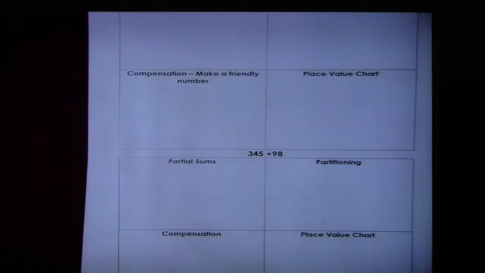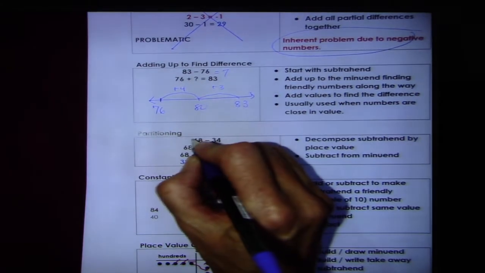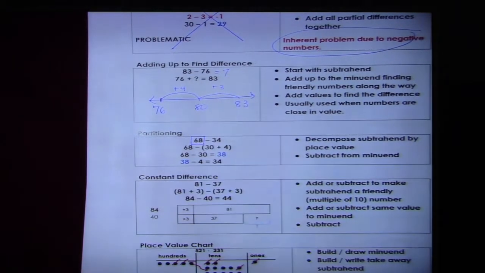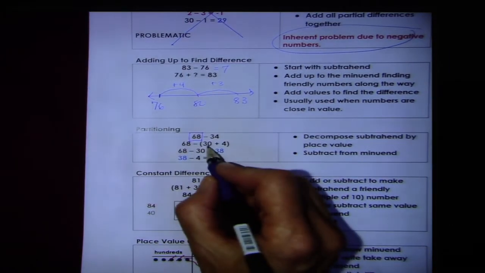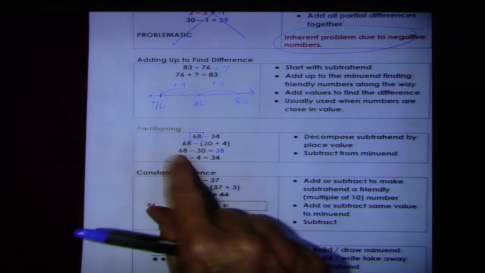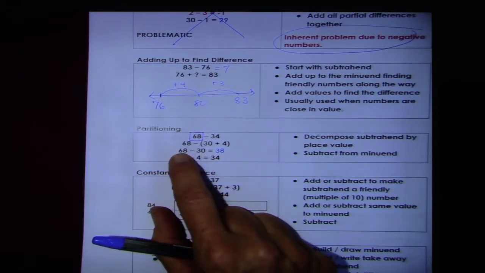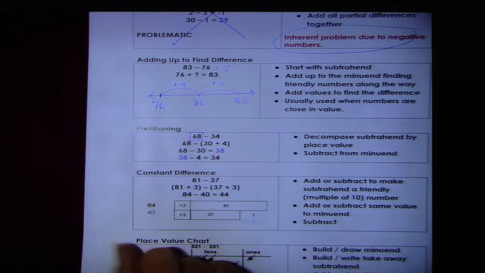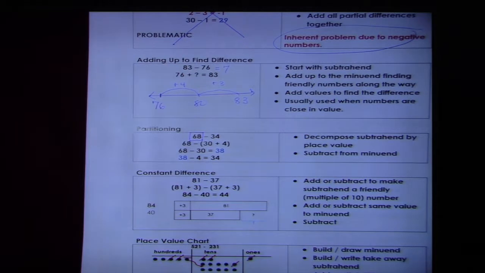Partitioning. We have partitioning in addition. We have partitioning in subtraction. This is very important. We have to lock the first number. It has to be the minuend. Then I can decompose the 34 into 30 and 4. 68 minus 30 for a lot of your kids is a mental math problem. Really for most of them, because we understand that this is 6 tens and I can take away 3 tens. I keep track of that 8. And then 38 minus 4 equals 34.